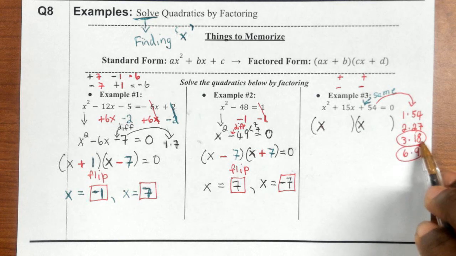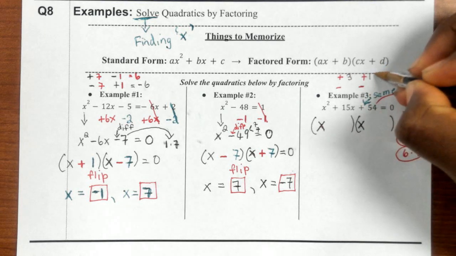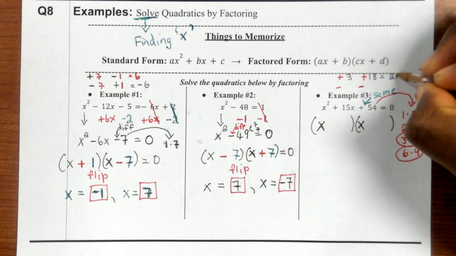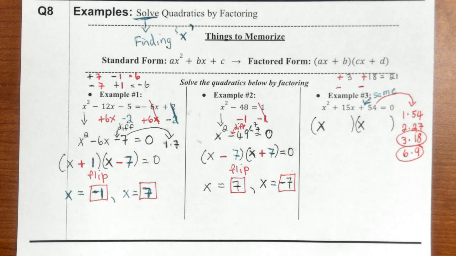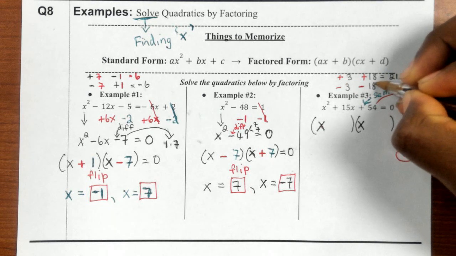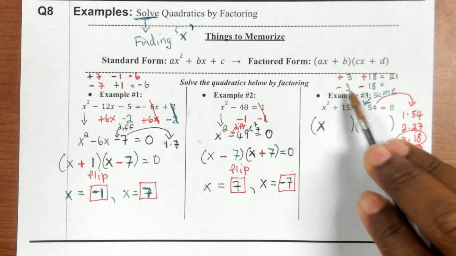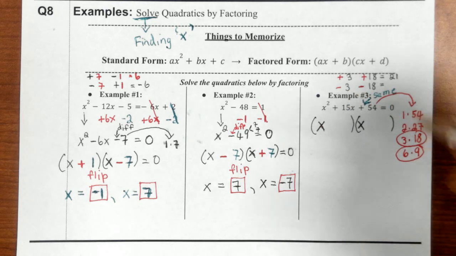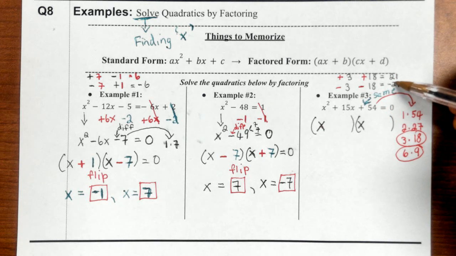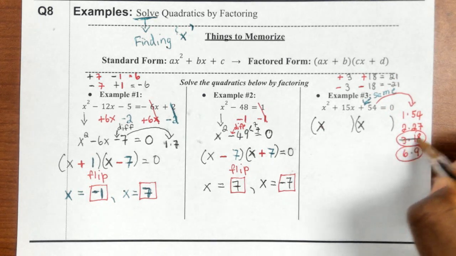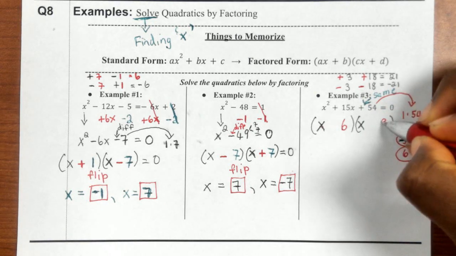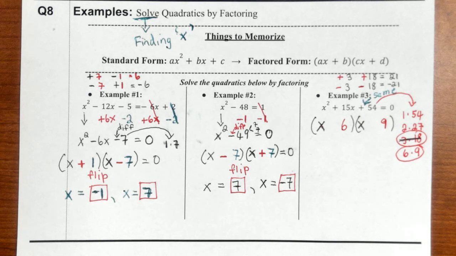So if I had a 3 and an 18 and I use 2 positives, all right, what's positive 3 plus 18? That's positive 21. But we need a 15, okay? So let's try 2 negatives. If we had a negative 3 and a negative 18, negative 3 minus 18 is negative 21. So both of these did not work. So we can assume that 3 and 18 is not going to be my pair. Okay? So I would use my 6 and my 9, but I still need to figure out the signs, okay?